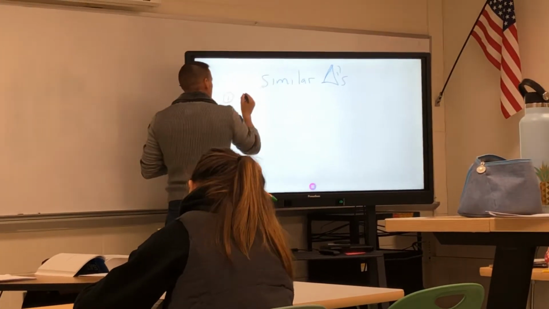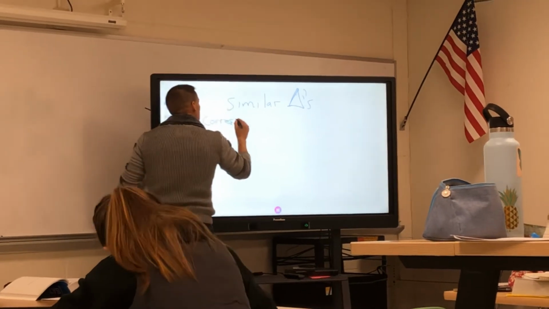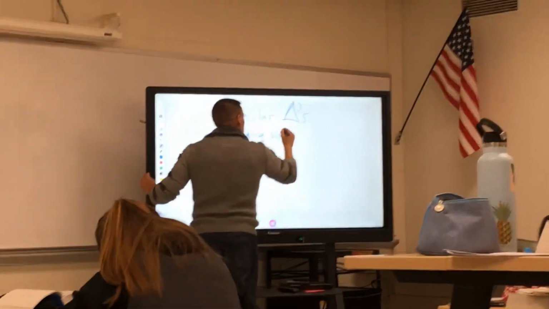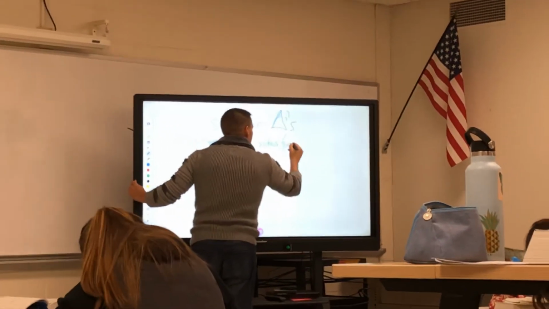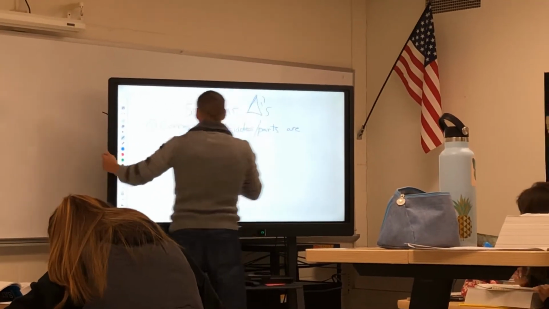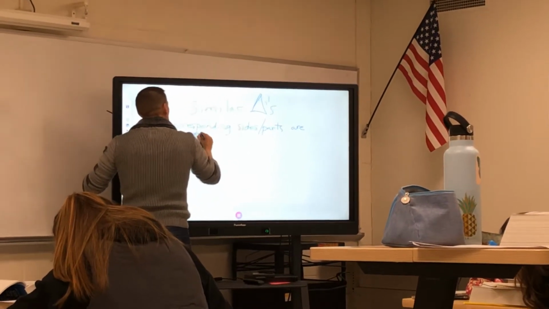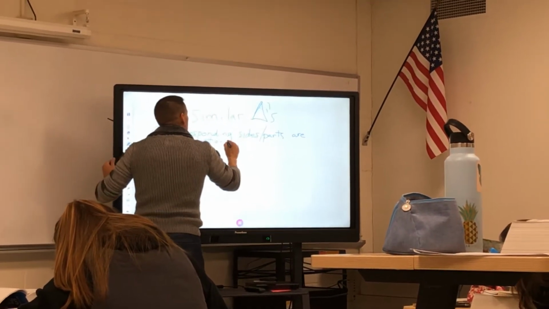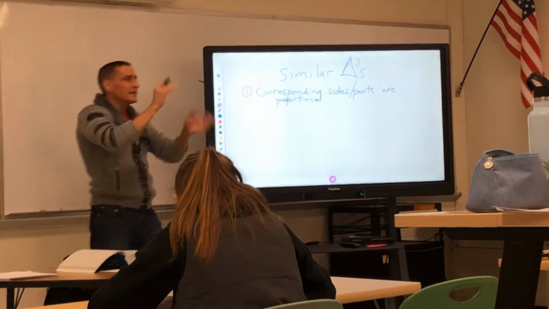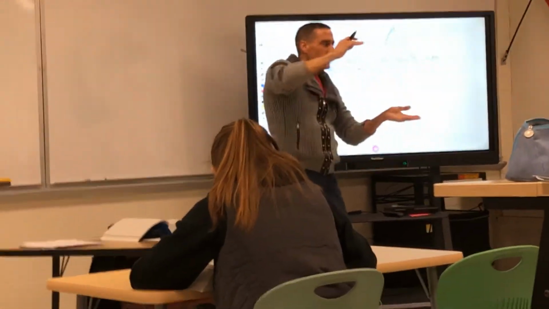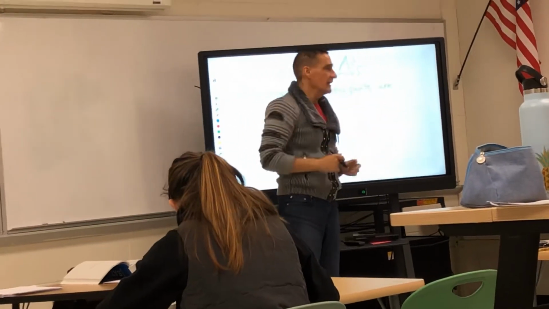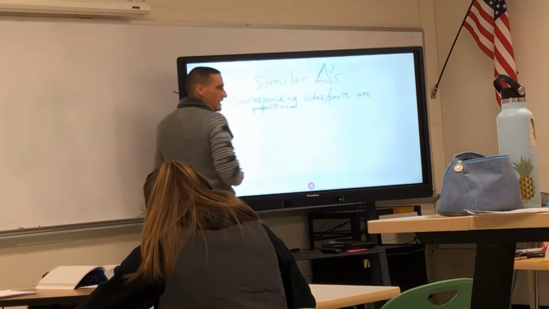Truth number one, corresponding sides or parts are proportional. Meaning what? They follow the same ratio. So we find a scale factor. What's the scale factor between the big triangle and the small triangle? That scale factor applies to all sides. That's one thing that they will test on.